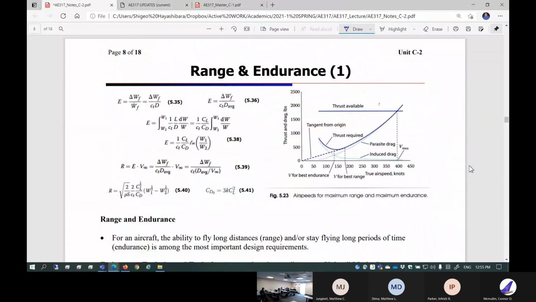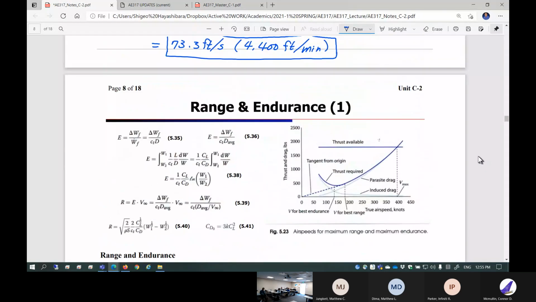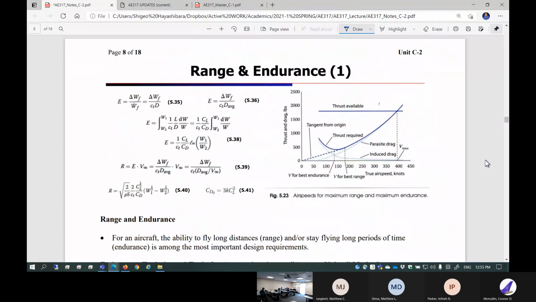Range and endurance. I don't want to go too much today because we don't have much time, but range and endurance, it's just a quick glance of it, okay? As you can see here, have you seen this? This is like a third time seeing it, right?